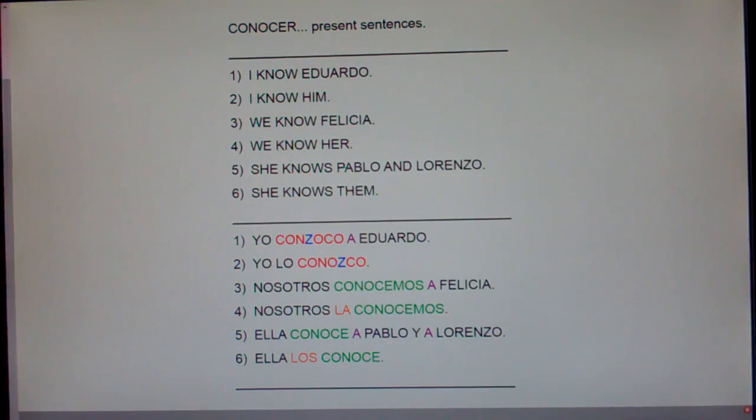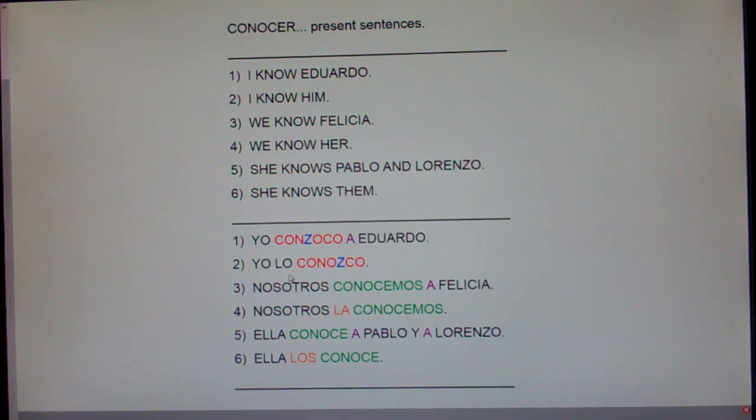Now in this clip, I'm dealing with direct object pronouns. Words like lo, la, los, and las. Lo means him or it. La means her or it. And los means them. So if you haven't watched the clips that I have up on direct object pronouns, please do so. Also, I'm talking about personal A's in this clip. Notice, conozco a Eduardo. Conocemos a Felicia. So you'll want to make sure before we watch this clip that you've watched the clip on personal A and the clip on direct object pronouns.